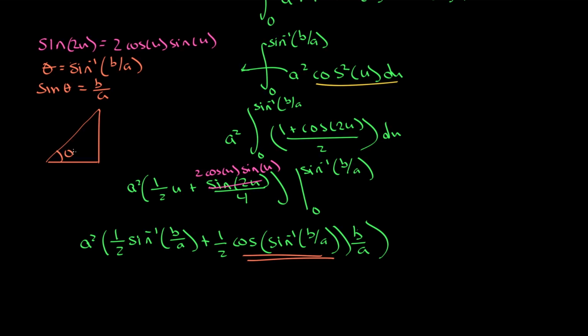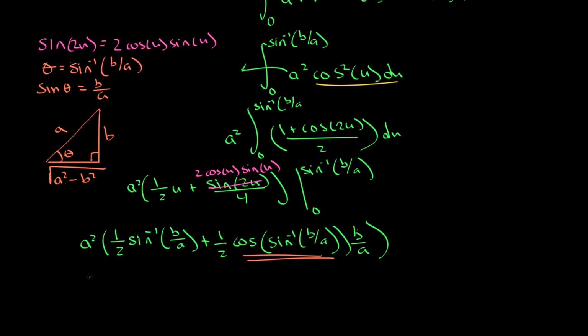So this is theta then, it's a right triangle, and then we have opposite over hypotenuse, so this is b, and this is a. And then under the Pythagorean theorem, this side right here is just the square root of a squared minus b squared. And now what is cosine of theta? Cosine of theta is adjacent over hypotenuse. And we could fill that in now.